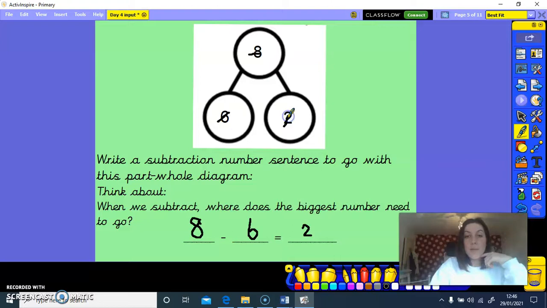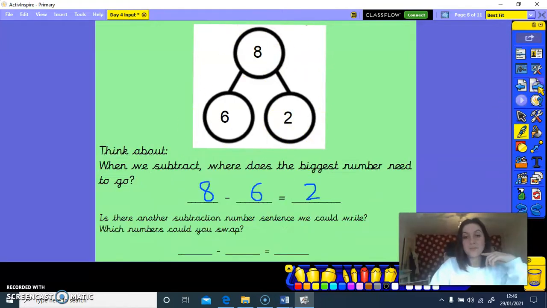Okay, we're using the numbers in the part-whole model to do our sentence. So as you can see, I've already got my 8 take away 6 equals 2. Is there another subtraction sentence that we could write? Brilliant. It would be 8 at the start. Put my 8 at the start.